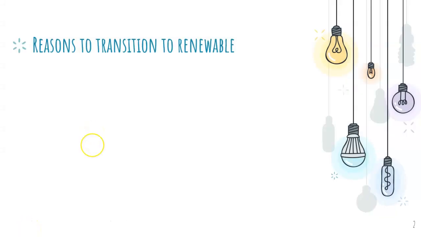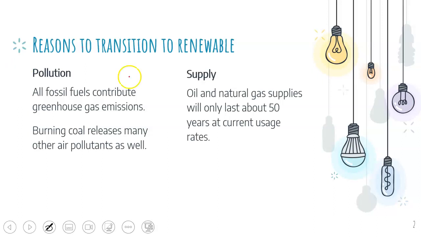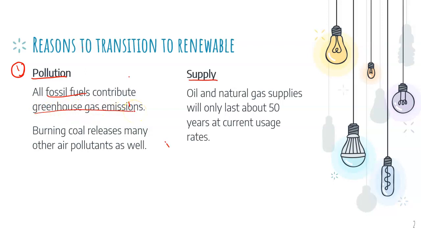What are some reasons to transition to renewable energy? There are 2 reasons: pollution and supply. This is your answer to question number 1. Fossil fuels give off greenhouse gases, and coal releases other air pollutants. In addition to that, we have supply problems. We only have enough oil and gas to last 50 years. So that's your answer to number 1, both pollution and supply.